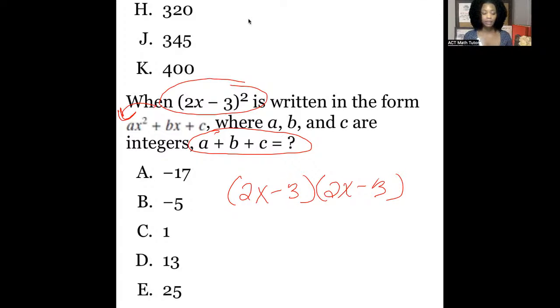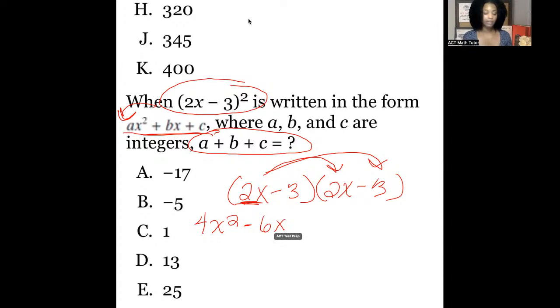So 2 binomials here. You may have heard the mnemonic device of foiling it out. You can do that. You can do double distributive property, whatever works for you, but we're going to multiply this expression out, expand it so that it looks like this form that they gave us, the ax squared plus bx plus c. Okay, so I'm going to take the 2x here, it gets multiplied by both parts of that second one.